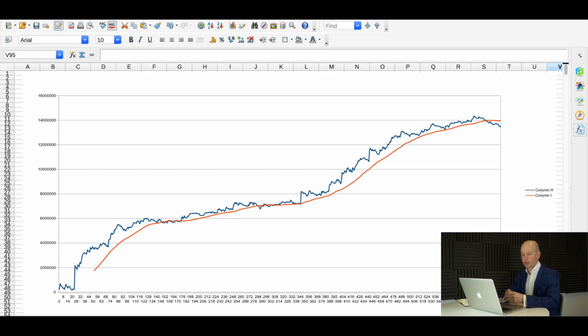And here's that same chart replicated in a spreadsheet, and the blue line is the equity curve and the orange line is a 50 period moving average. Now this is something that's quite simple to do within the spreadsheet in Excel.